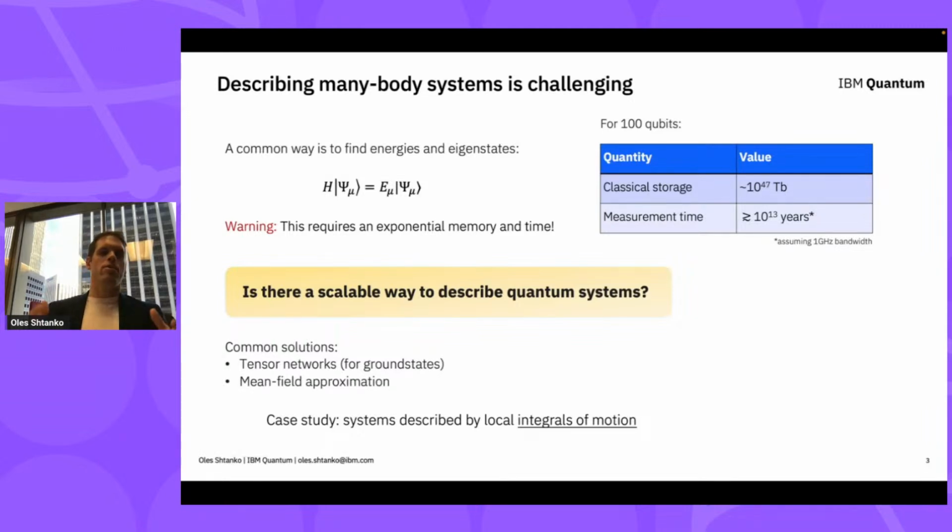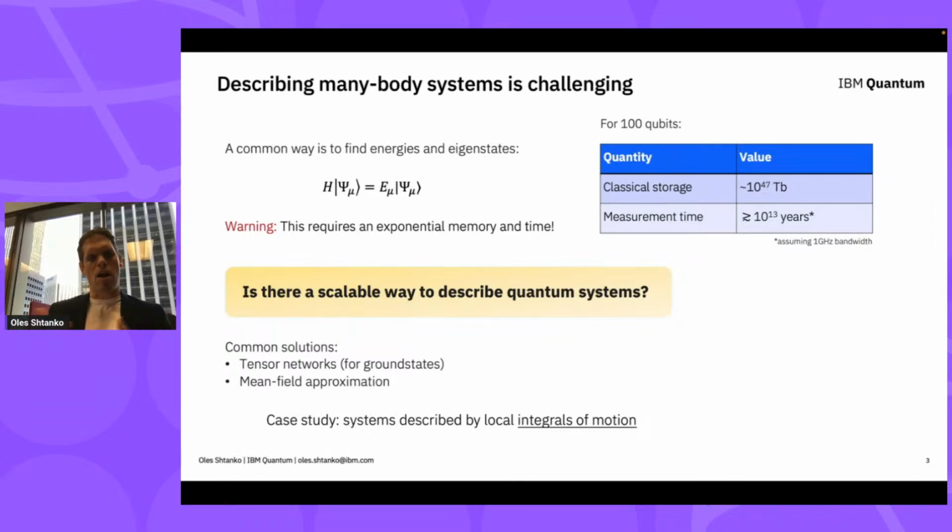And even if you have access to quantum hardware, and you can access the data points one by one, you still will require around 10 to the 13 years to just resolve two close energy levels. Therefore, we should ask for other ways to describe quantum systems, and traditionally we do that.